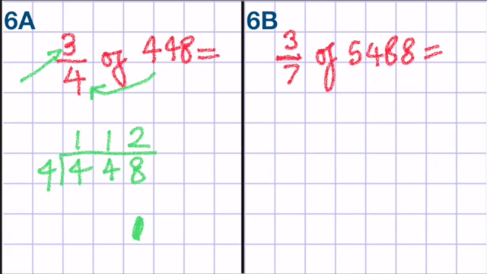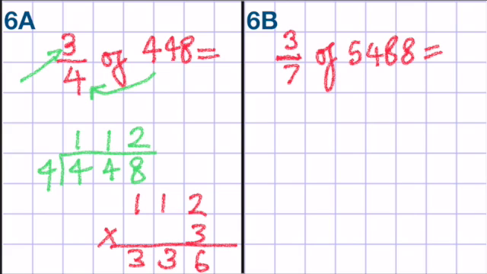And I've not really left myself much space to do this. So 112 times 3. 3 times 3 is 6. 3 times 1 is 3. 3 times 1 is 3. So it's 336. Okay, so the next one. We're going to divide by 7 because that's a denominator.